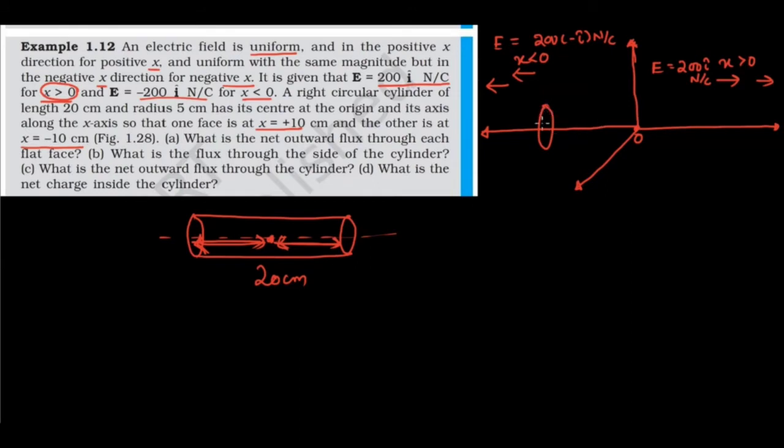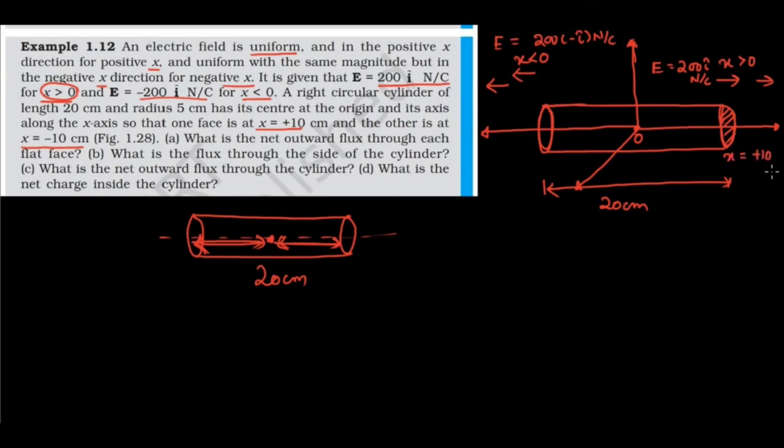This is the right circular cylinder like this, and the length of the cylinder is 20 centimeter. The center of the cylinder is at the origin. So definitely if the length is 20 centimeter, then the right face of the cylinder will have coordinate x equal to plus 10 centimeter and the left face will have coordinate x equal to minus 10 centimeter.